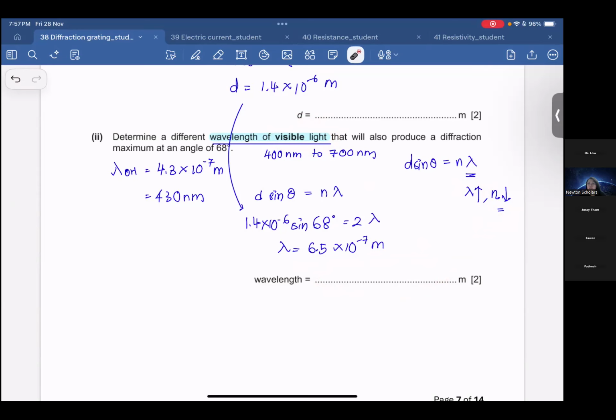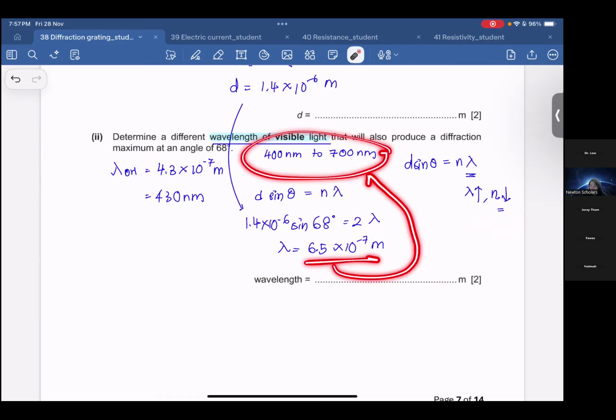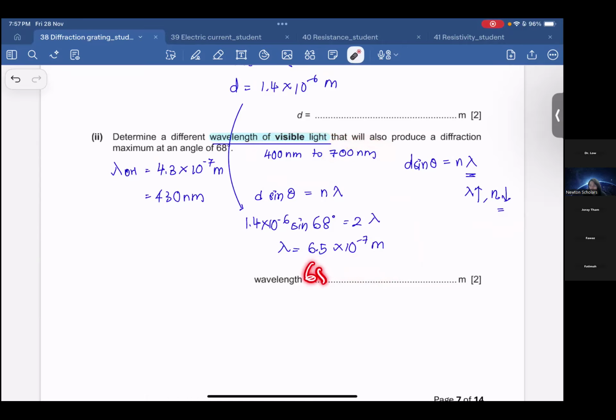Wesley said no. Why no? Kai Chen said no. Jory said cannot. Yes, cannot. If you're using n equals to 1, you will be out of this range. It will no longer be visible light. For this one, it's almost at the end of the range. 650 nanometer is already the end of the range. So if you choose n equals to 1 to find your answer, it's not possible. It will not be in the range of visible light.